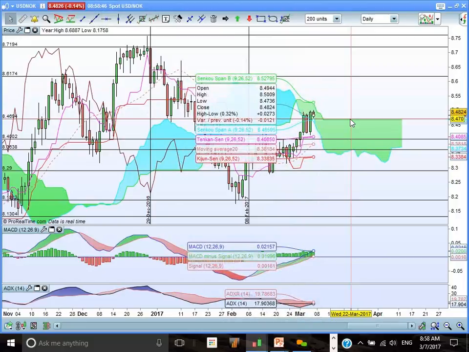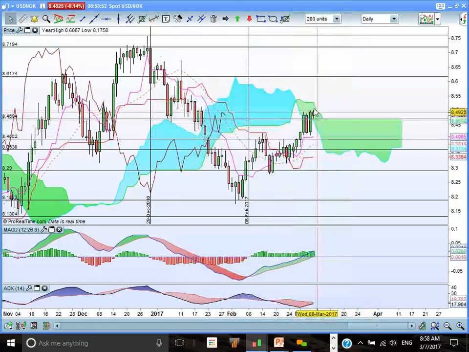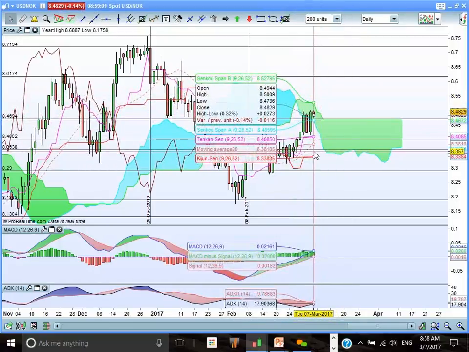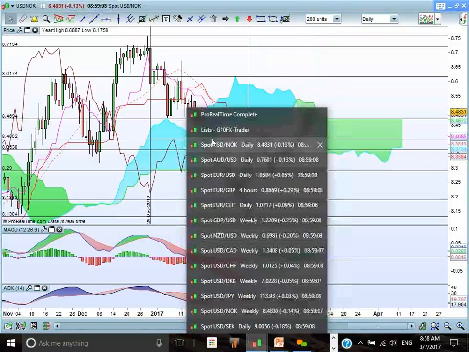But this cloud support here at 8.470 is either going to be the resistance for this month or it's going to be the support for this month. And it's critical this week to see if we get that breakout and a rebound from that area, or we're going to have a breakdown at that resistance zone. So it's an absolutely critical area to be watching this coming week.